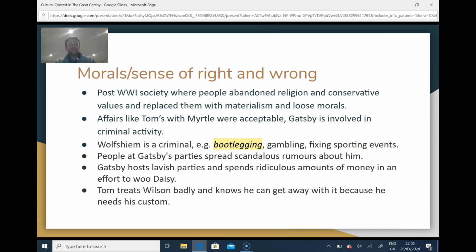Okay, morals, a sense of right and wrong. In a text, it's important to know the morals of the characters, and the characters here we can see morally are not good people. It's a post-World War I society where people abandoned religion and conservative values and replaced them with materialism and loose morals. Okay, if you think about most texts, religion usually plays a role, and here it doesn't play any role.